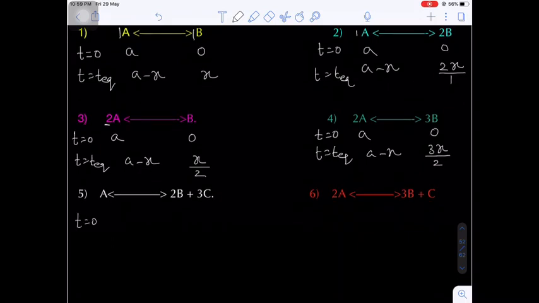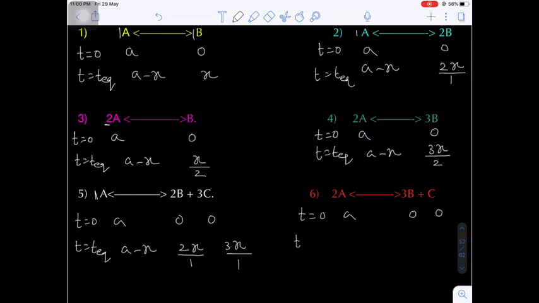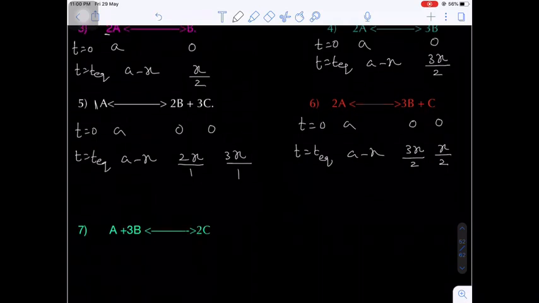Okay. Next one more problem is there. A 0 0. Now here what I am writing? A minus x, here 2x, here 3x. What is the stoichiometry of A? 1. So divide by 1, need not be written. Okay. Now next problem, A 0 0. When a system attains equilibrium, A minus x, here 3x by 2, because the stoichiometry of A is 2, and here x by 2. Are you getting my point? This is a very important concept.